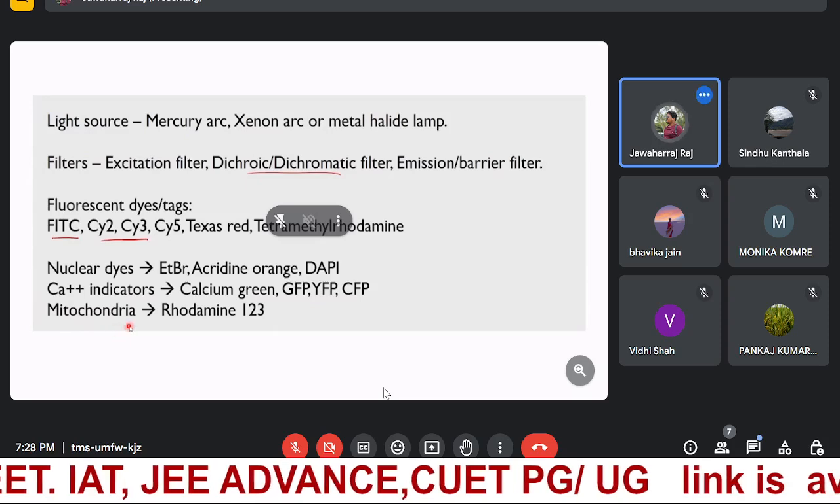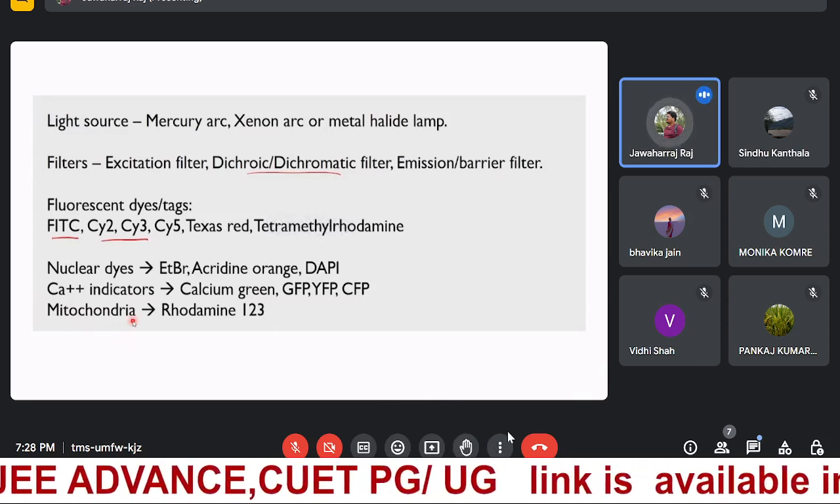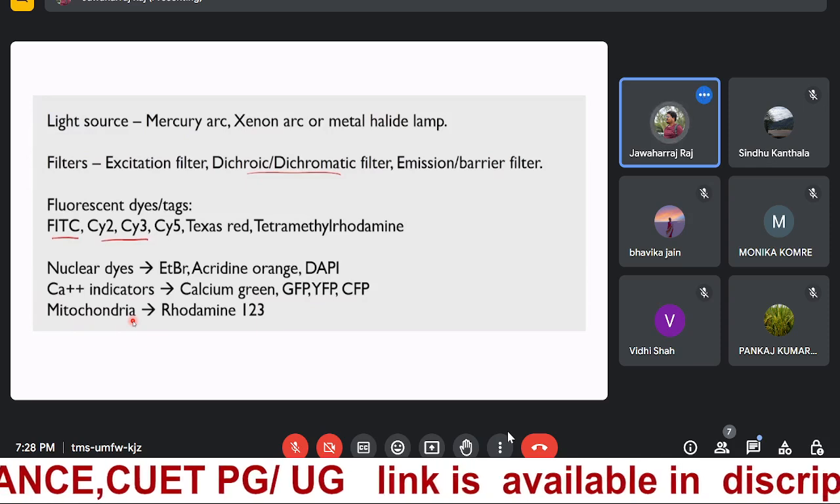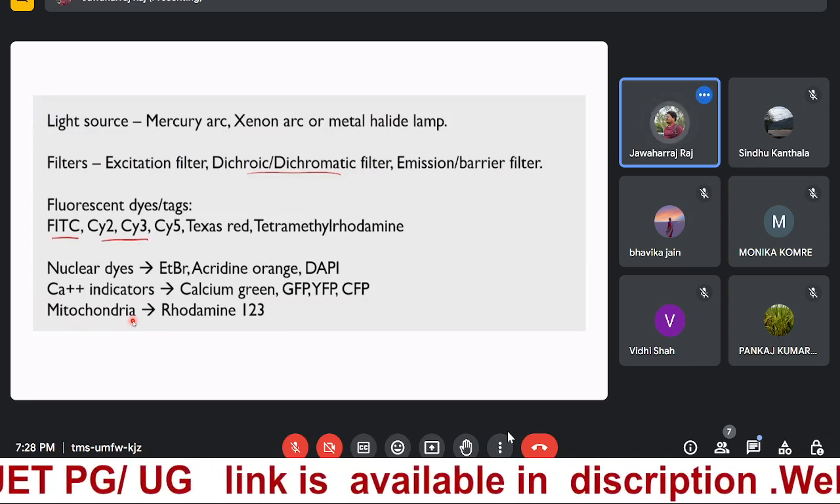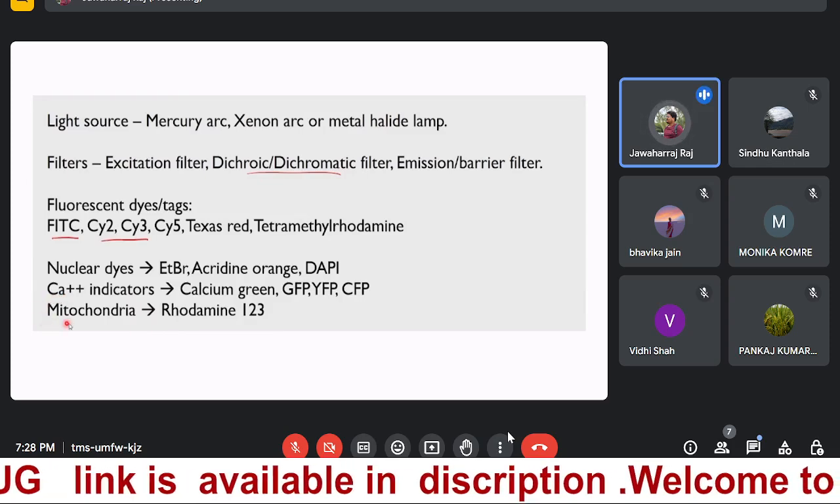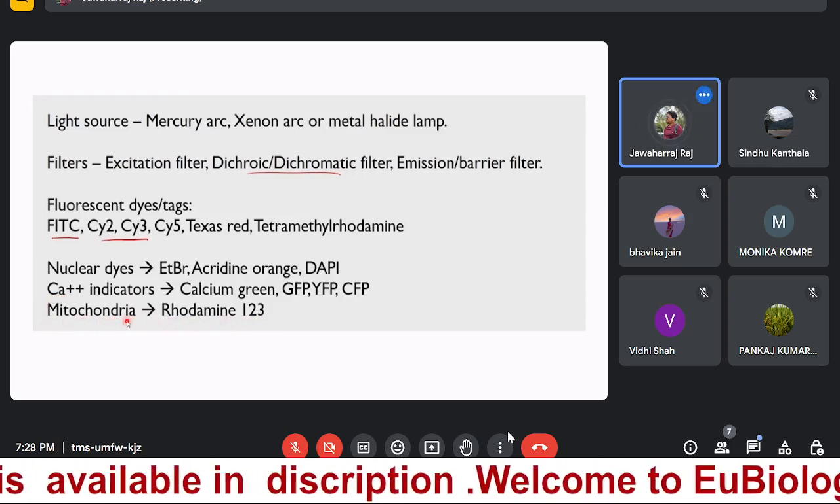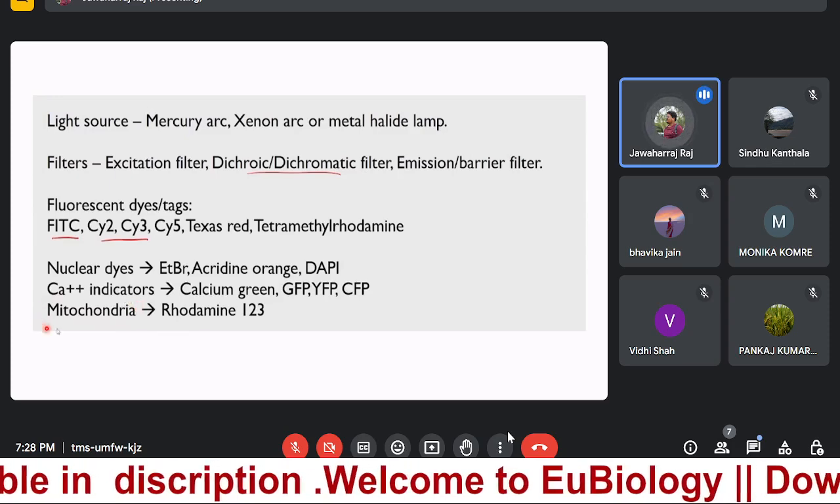And for mitochondria, if you want to visualize them, there may be one to a million mitochondria in one cell. You want to count how many mitochondria are there. Are there 10 mitochondria or 50 mitochondria? How will you know? You can label the mitochondria with rhodamine 123 dye, so you can know how many mitochondria are present in the cell.